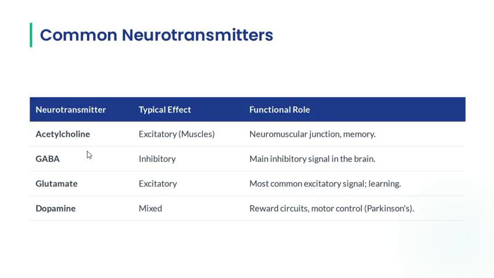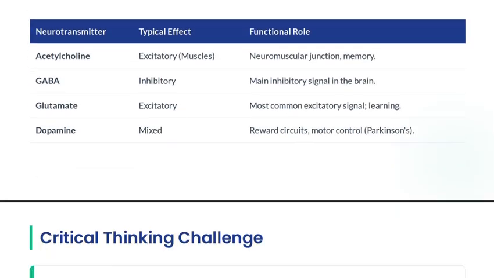The most common neurotransmitters are acetylcholine, GABA, glutamate, and dopamine. They all have different effects and different functional roles, like memory, inhibitory, excitatory, learning, or reward circuits. But yeah, it's pretty cool.